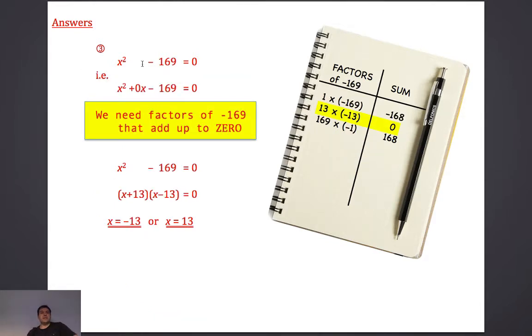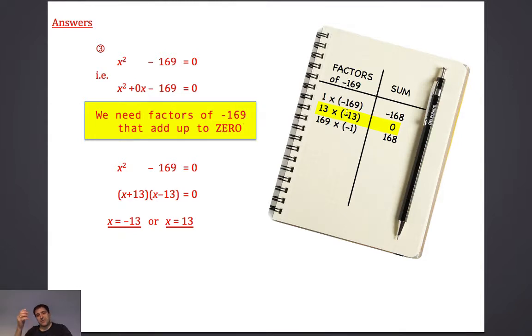Number 3, x squared minus 169 equals 0. So that's exactly like having x squared plus 0x minus 169 equal to 0. Having no x term there is like having a 0x. So you're looking for factors of minus 169 that add up to 0.